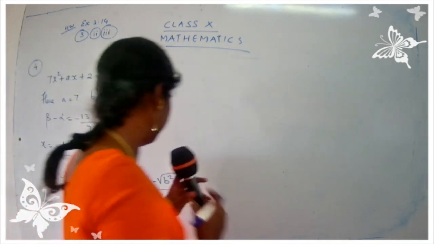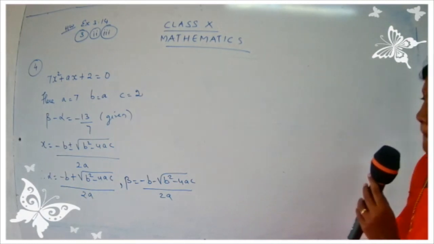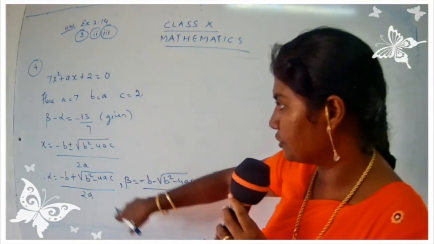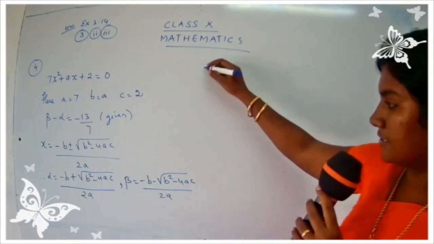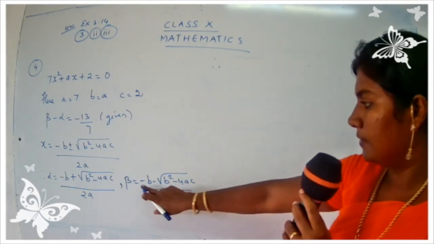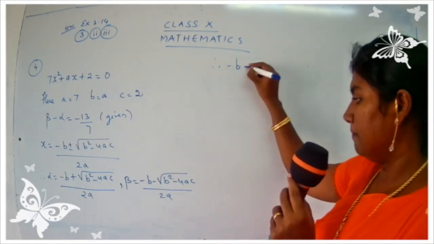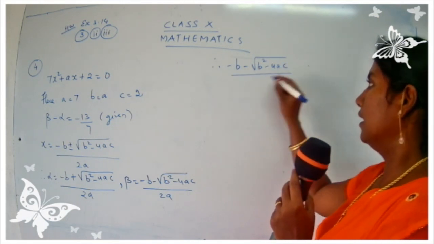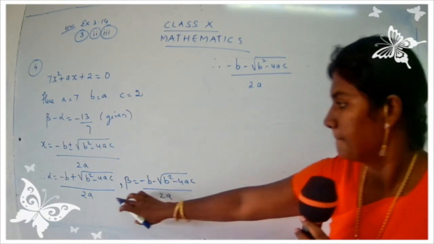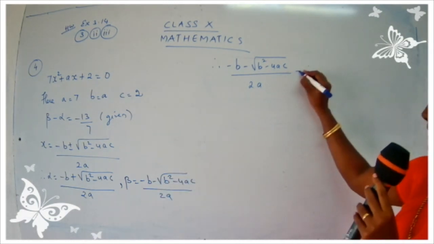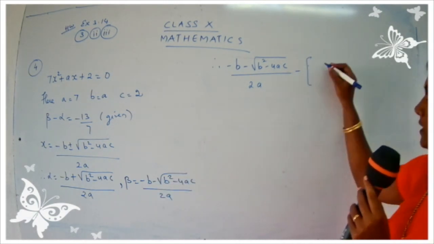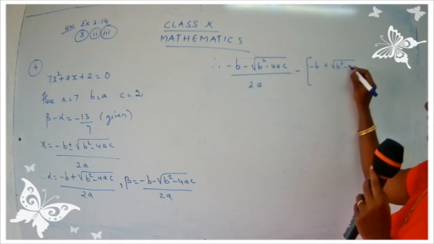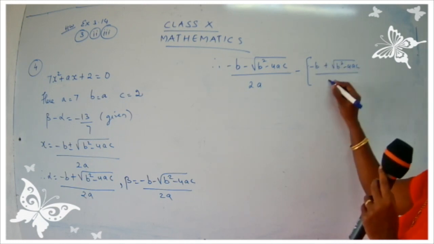So what do you get here? Beta minus alpha. Yes children? So I just substitute the values over here first. So this is equal to, therefore I'll put minus b minus square root of b square minus 4ac upon 2a minus, main sign is minus, okay? So be careful, minus b plus square root of b square minus 4ac upon 2a.